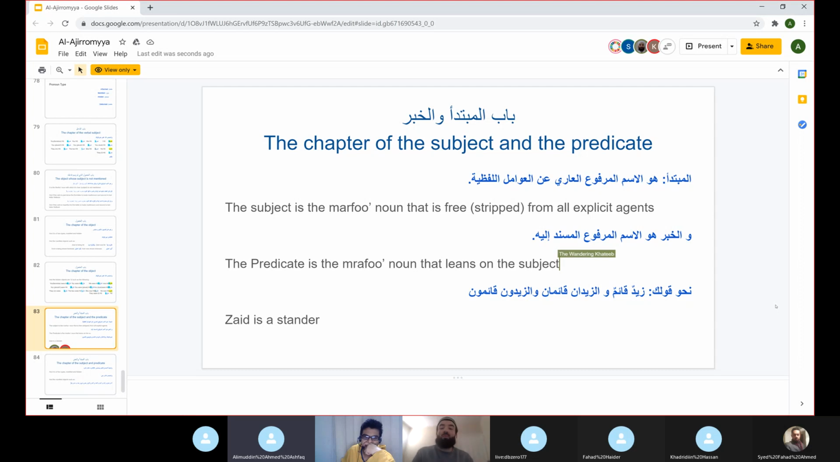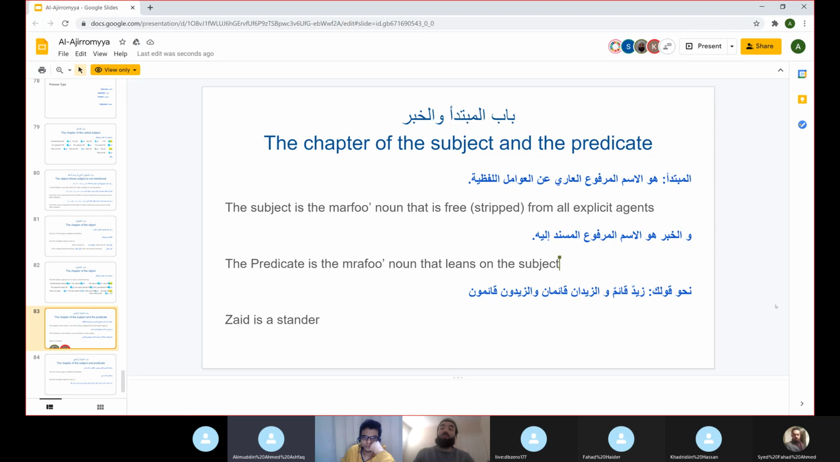So what does it mean to lean on a subject? For example, when I say Zaid is a stander, what is it that stander is leaning on for its existence, or what is it that stander is associated to, right? If there was no Zaid, stander by itself would not make sense, right? You need to have a subject for stander. Stander needs to describe something. It needs to be associated to something. It needs to belong to someone, right?